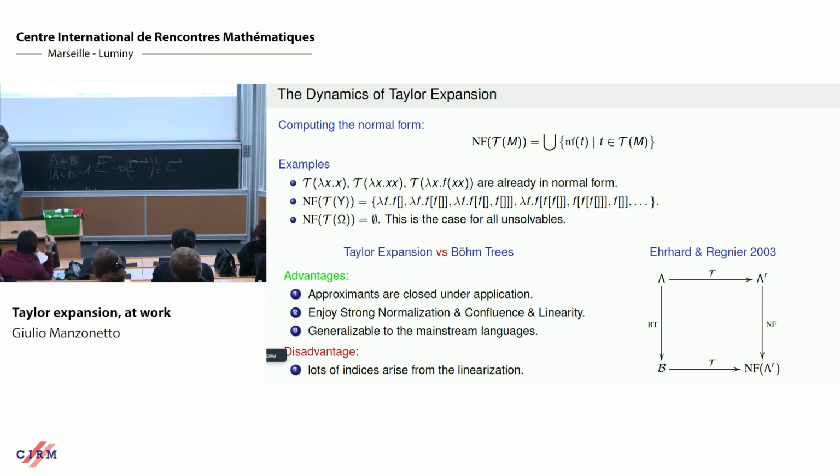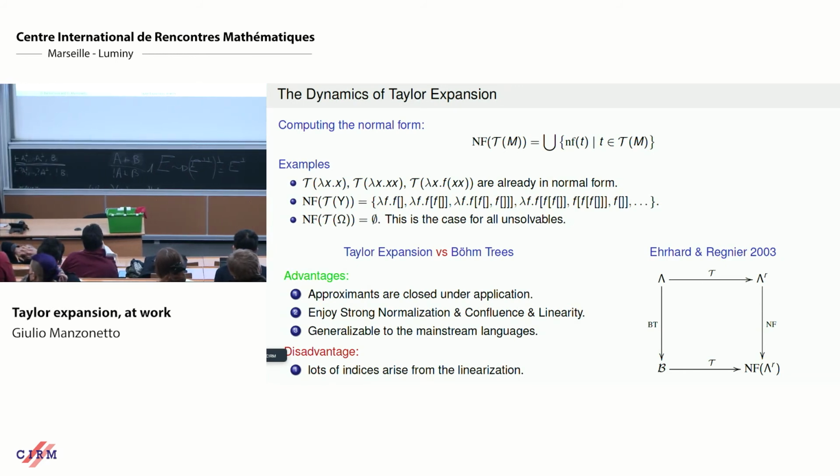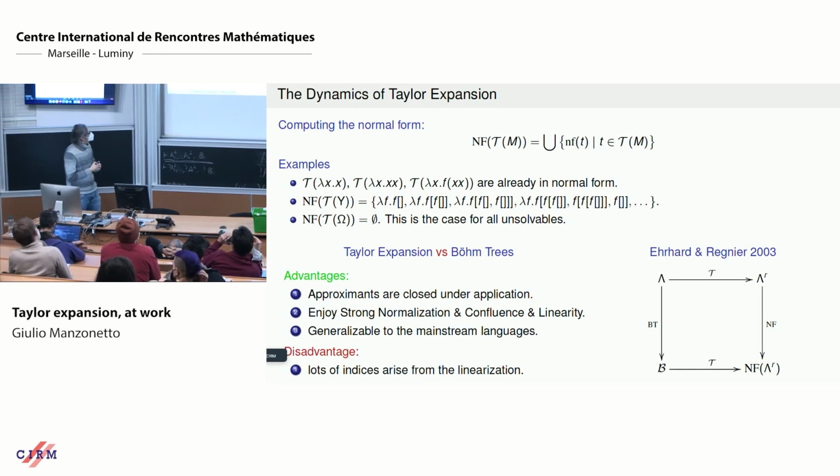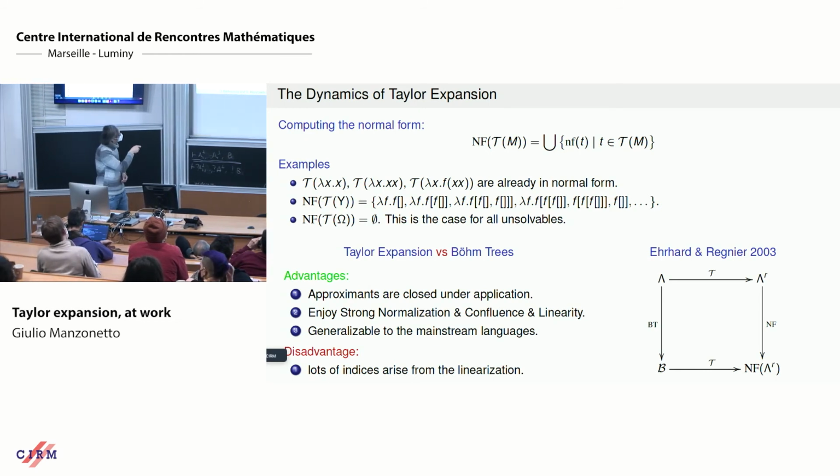And the advantages of using the Taylor expansion is that now approximants are closed under application. We can use strong normalization, confluence, and linearity. And we have something that is more easily generalized to other languages. Of course, where there are advantages, you have also disadvantages. In this case, a lot of indices may arise from the linearization.